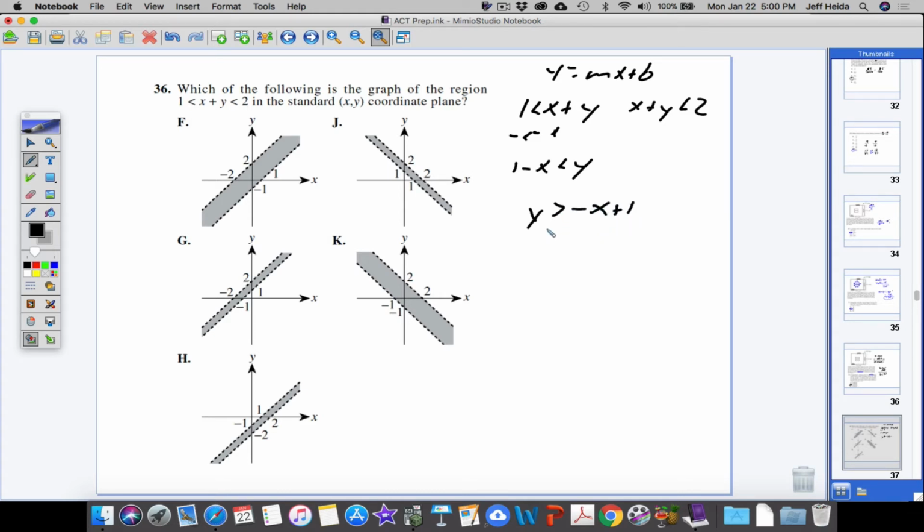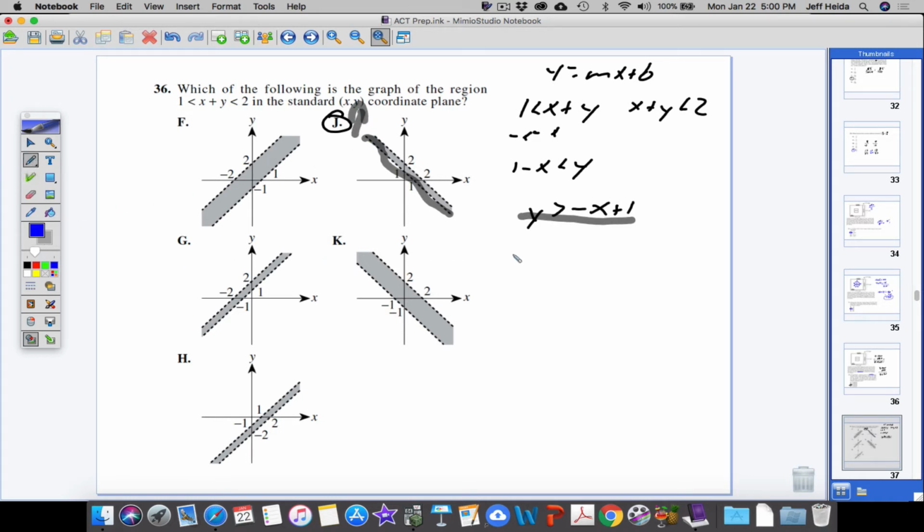So this actual line, y equals negative x plus 1, has a y-intercept of 1 and a slope of negative 1. So J is the only answer that has a y-intercept of 1 with a slope of negative 1. Y has to be greater than that. Let me do the second half. So this equation is that line and above.